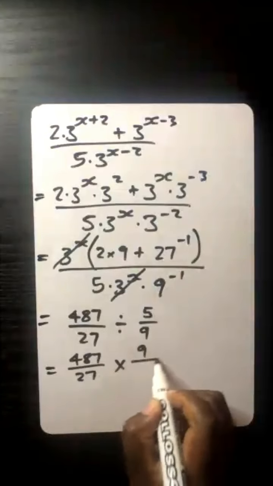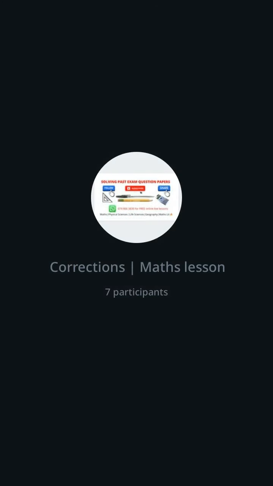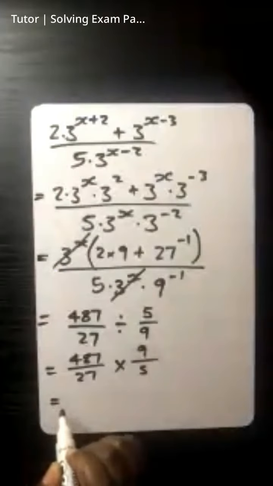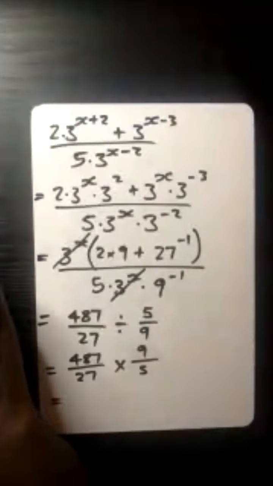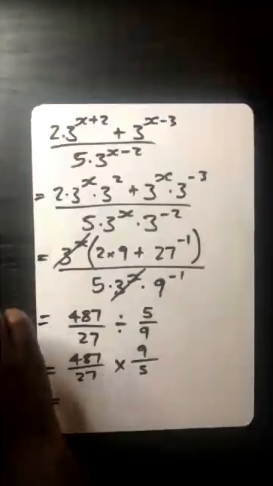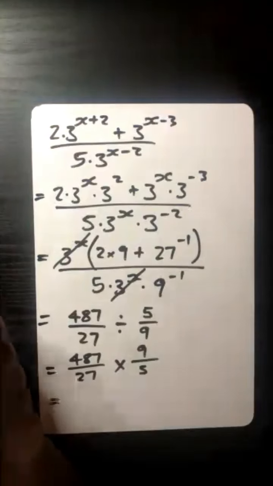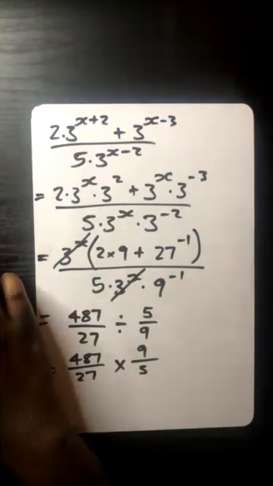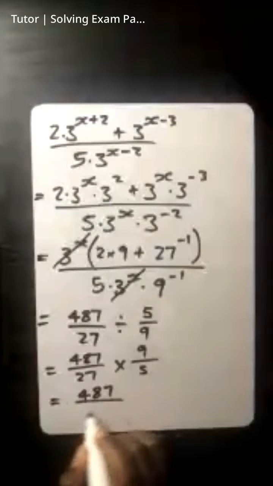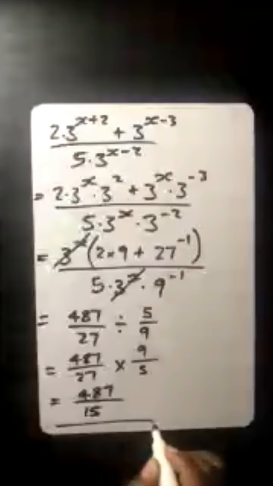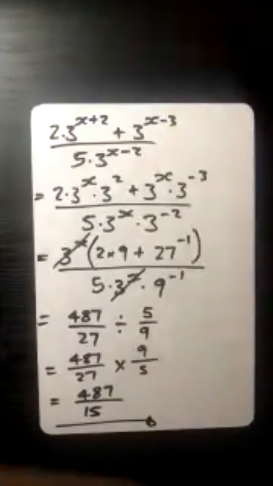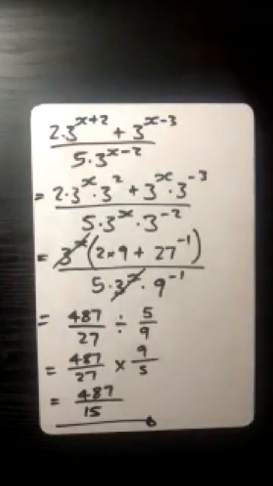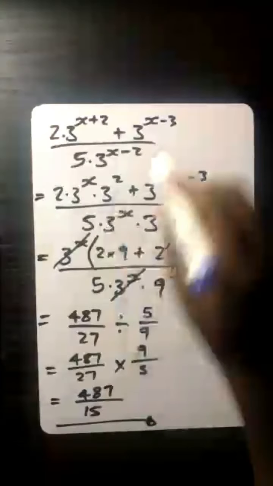You multiply by 9 over 5, which is equal to, then you can punch 487 at the bottom, 27 multiplied by 9 over 5. It's a number in the form of a decimal, which is 487 divided by 15. Guys, I'm not sure if this is the correct answer. And for that reason, I'm going to run a test.